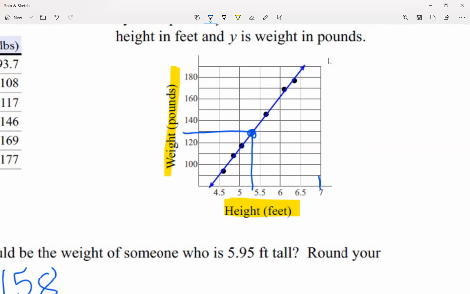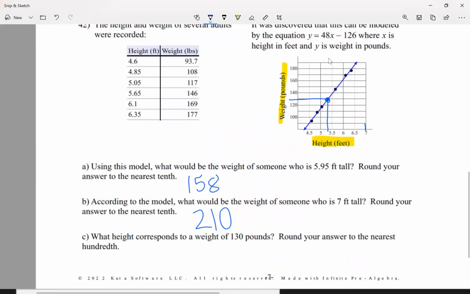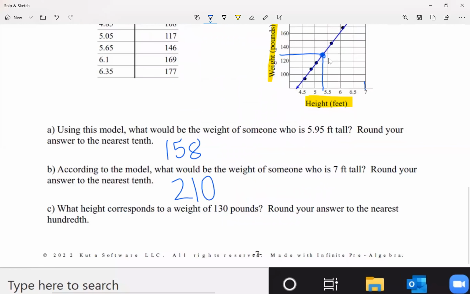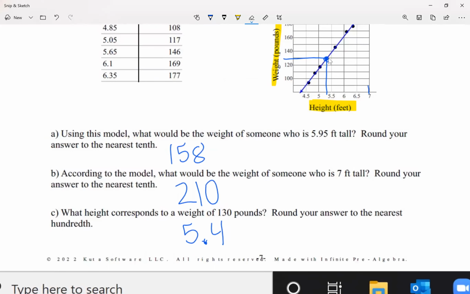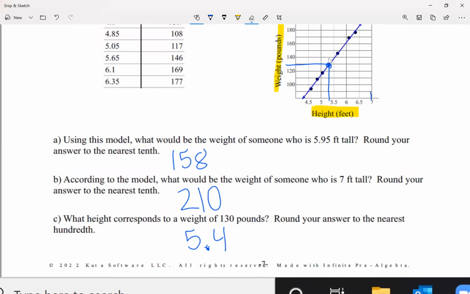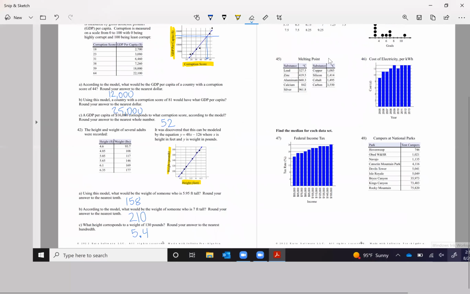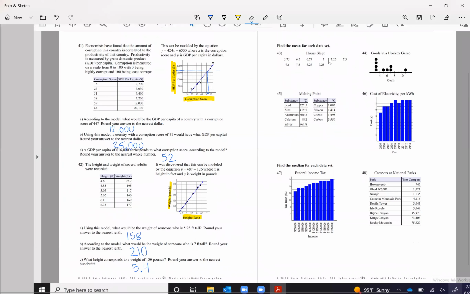Right, it's more than 5, less than 5.5. I'm going to read this as a 5.4. Again, some of you might say that looks like 5.32. All right, that's fine. There's not an exact answer. I want us to start learning how to read the graphs. Okay, let me zoom out. That way you guys can see what we worked on today. We did questions 41 and 42 from our notes.